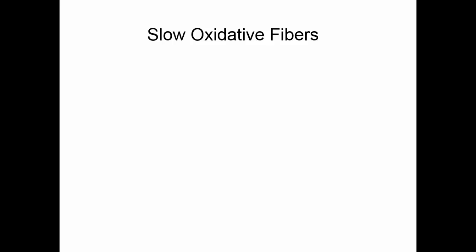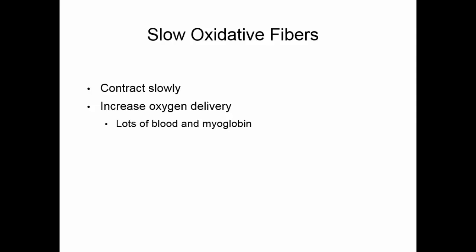Slow oxidative fibers contract slowly. They have an increased oxygen delivery because they rely on oxidation. They rely on aerobic respiration. There's lots of blood, there's lots of myoglobin, so there's a good oxygen supply. Because myoglobin and blood are both red, these fibers are sometimes referred to as red fibers. This type of muscle fiber is fatigue resistant. It has a very high endurance level.